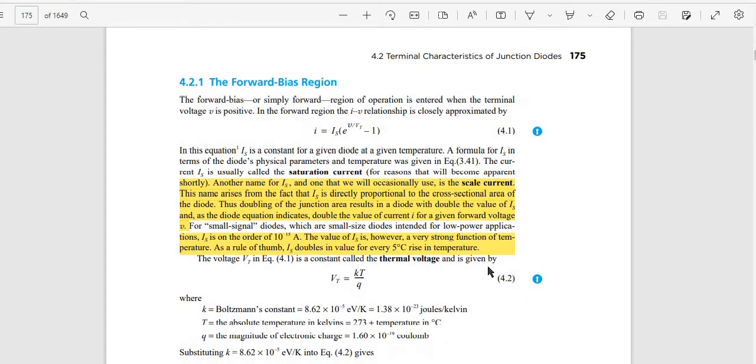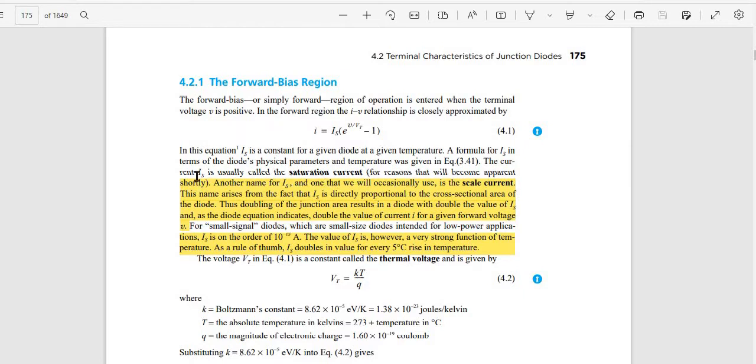4.2.1 The forward bias region. The forward bias region of operation is entered when the terminal voltage V is positive. In the forward region, the current-voltage relationship is closely approximated by I = Is (e to the power V over Vt minus 1). In this equation, Is is a constant for a given diode at a given temperature. A formula for Is in terms of the diode's physical parameters and temperature was given in equation 3.41. The current Is is usually called the saturation current.